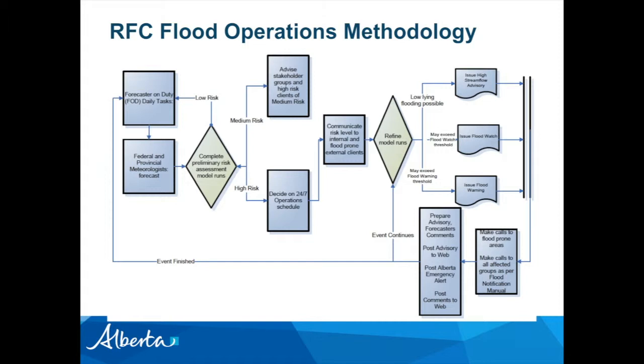Once we've got an identified storm track for the event, then we're starting to run models a little bit more frequently. Based on what those model runs are telling us, we're issuing different advisories, calling more people within the flood notification manual, issuing the advisories on the web. Emergency alerts go out, so those are the things that you can RSS feed into from municipal affairs. Forecasters' comments go out as well. So the left side of that other slide goes around in a circulating motion until essentially the event is complete.